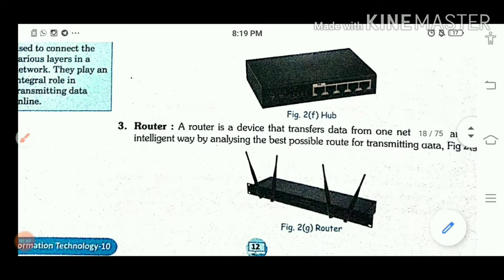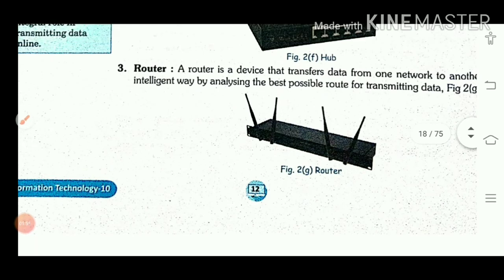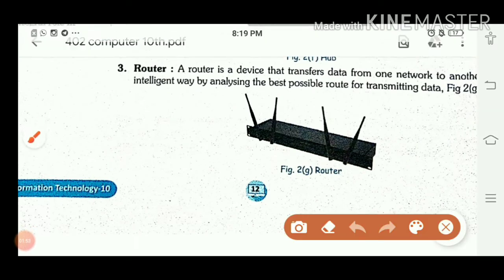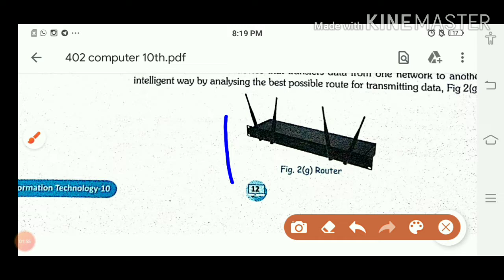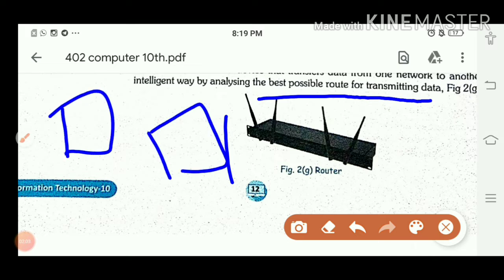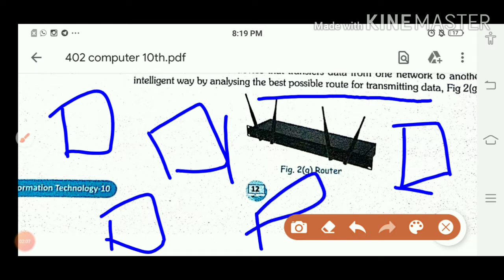Okay, next is router. What is the function of router? It will provide you the best possible route for transmitting the data. This is the function of router. This is the network. Few computers are here and few are here. So this one is the network.